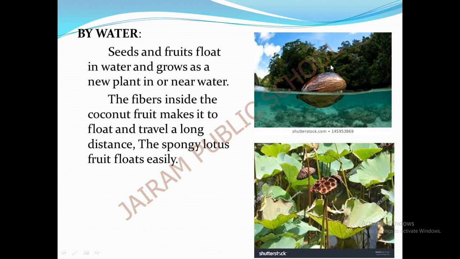So this is dispersal by water. In the case of lotus also, I have given only two examples, and there are many more. The lotus has a spongy layer. It looks like a sponge and can easily float from one place to another. Now you are clear about dispersal of seeds or fruits by water. Look at the picture once again.